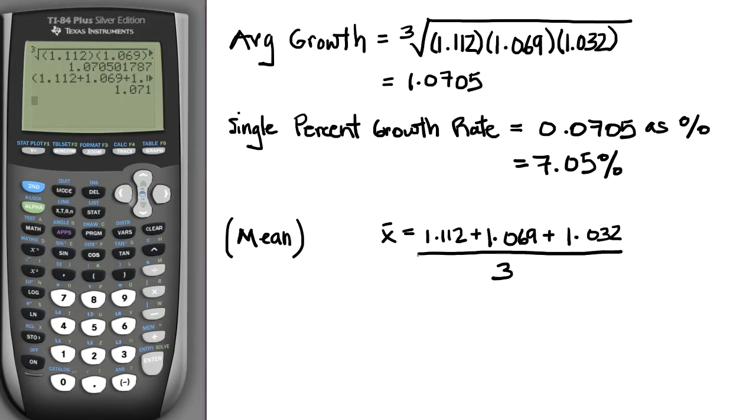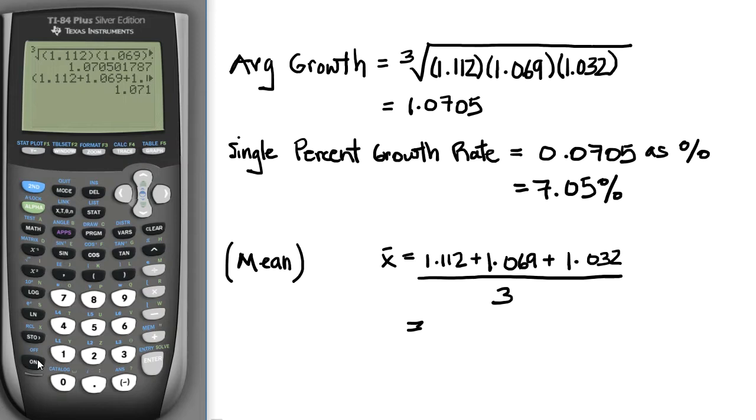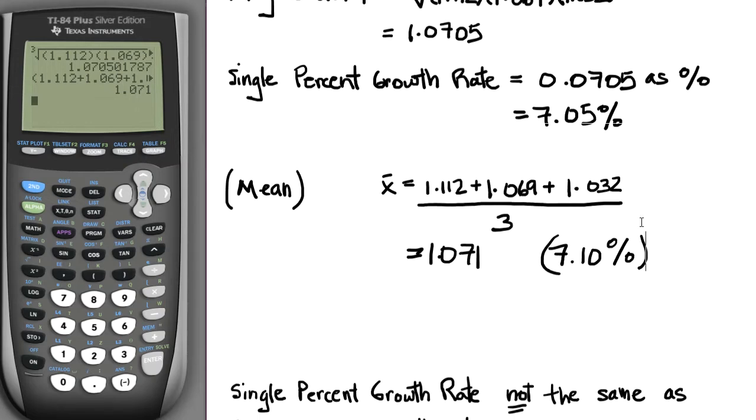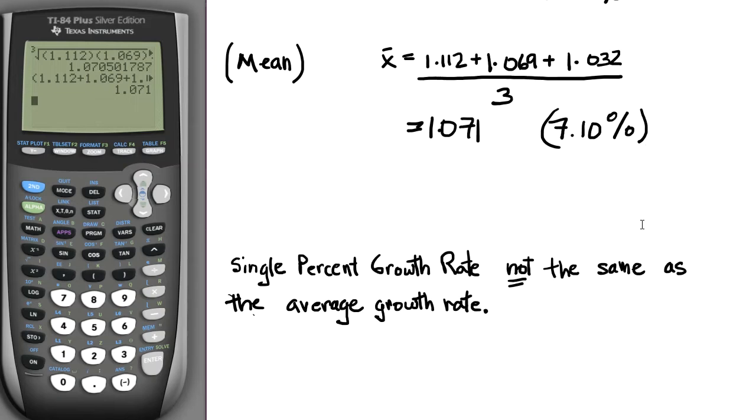So the next task is to compare the single percentage growth rate, 7.05%, with the mean. And the mean, we just take the average, and we could see there I've calculated that on the calculator, and that is 1.071, which if I wrote as a percent, is 7.10%. And you can see that 7.10% and 7.05% are different. So the single percentage growth rate is not the same as the average.